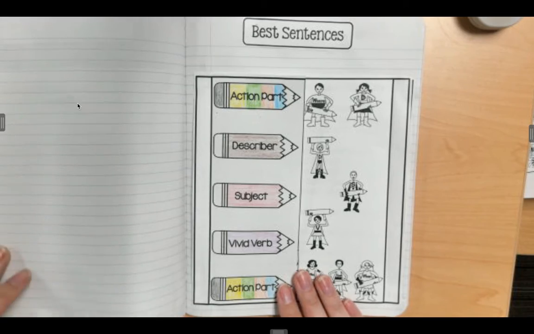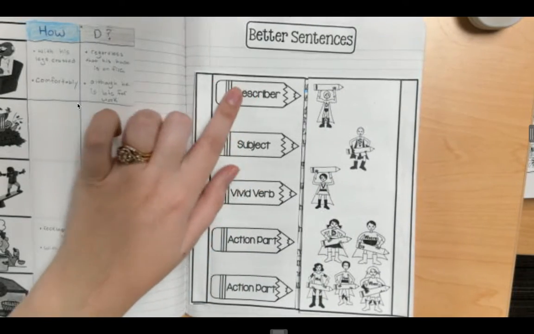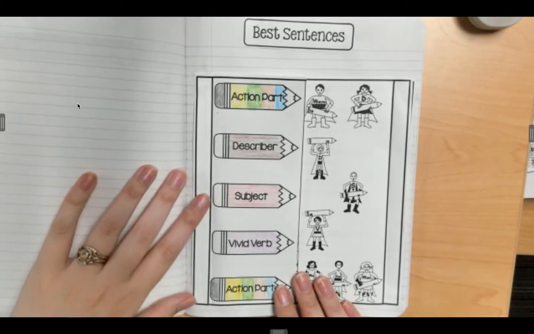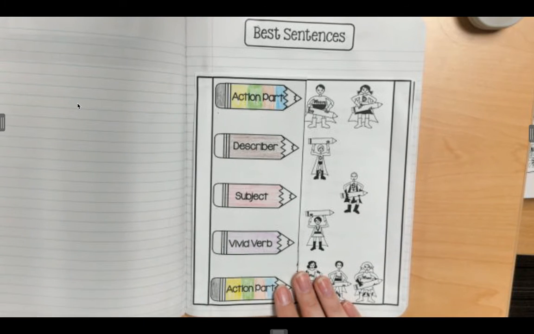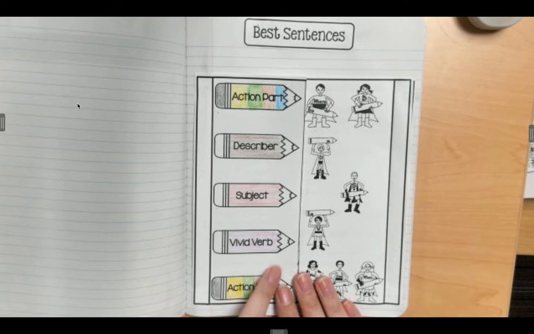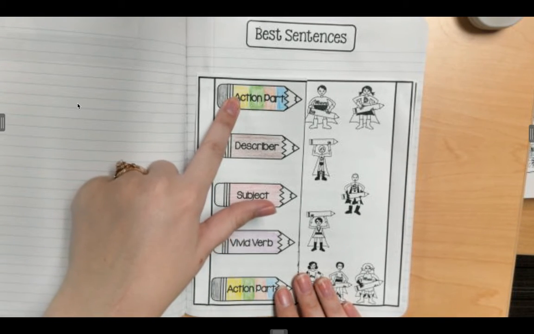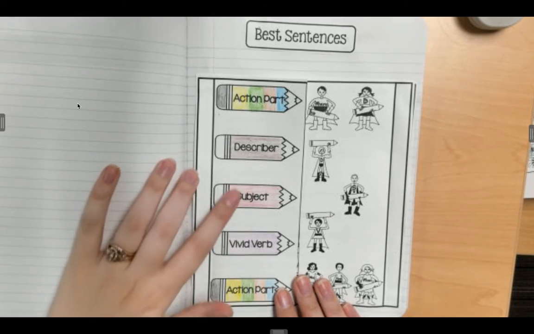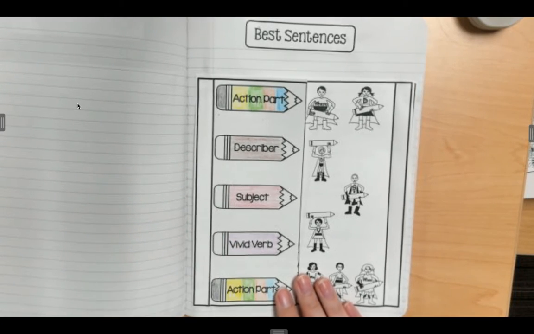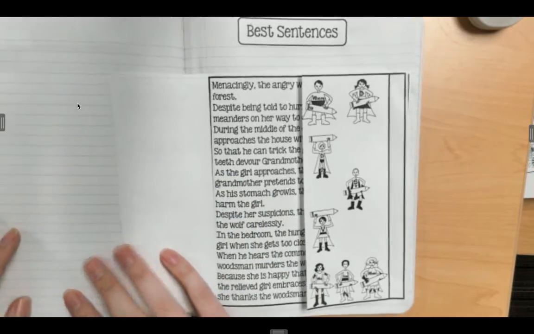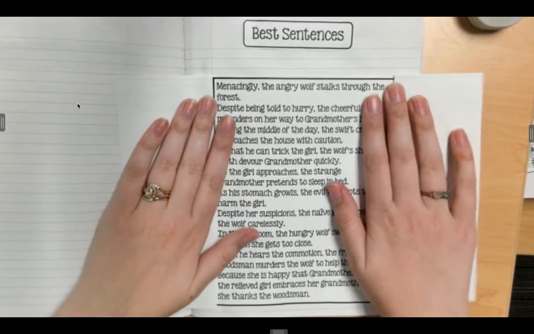So as we can see, instead of our better sentences starting with describer, subject, verb, and then two action parts, our best sentences start with an action part. Mrs. Spaulding, that's so weird. I know. So today we are going to take one of our action parts and move them to the front. As you'll see as we go on, it doesn't matter which action part you move to the front, as long as one is in the front, and then describer, subject, vivid verb, and one action part is at the end. So I'll go through the first couple with you guys, and then I will give you time to work on the rest on your own.